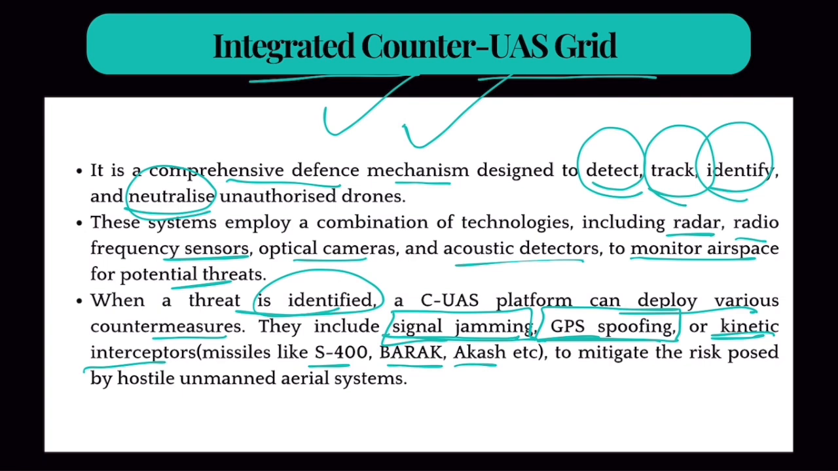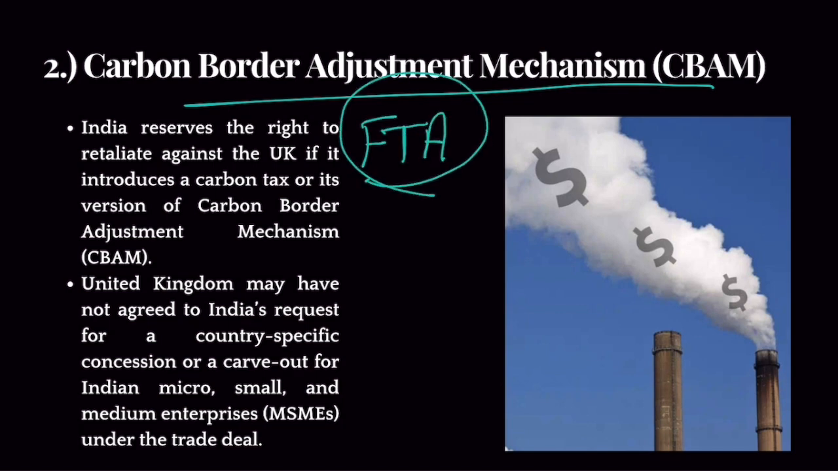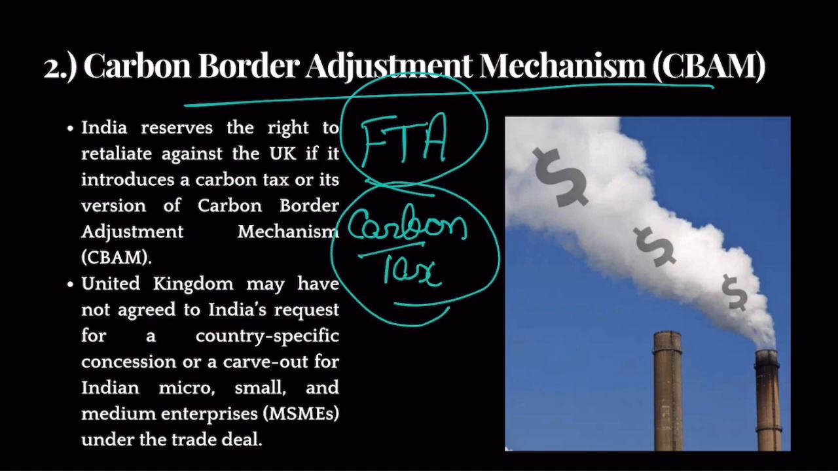by Pakistan. All right. Now let's move forward to second news item, which is carbon border adjustment mechanism. Now recently India and UK concluded a free trade agreement. Okay, but India has warned that if UK applies carbon tax on Indian goods, okay, then it would retaliate with higher tariffs for British goods coming into India.